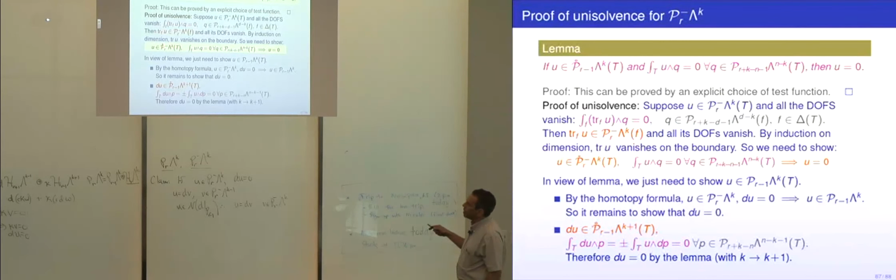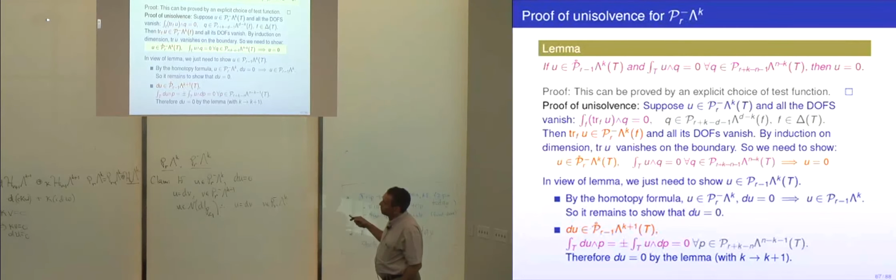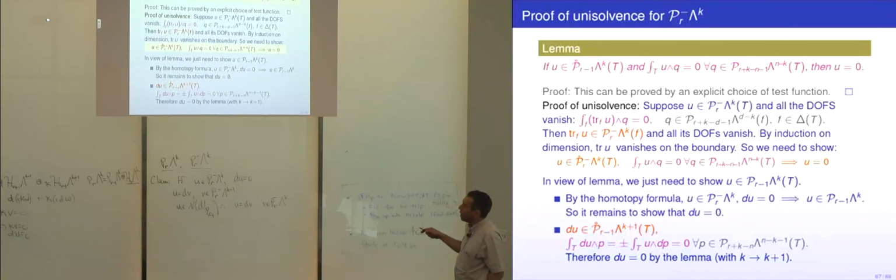Okay, U is a PR minus that vanishes on the boundary. Then du is a PR minus 1 k plus 1 form that vanishes on the boundary. And what do we have for degrees of freedom of du? Well, you write down du wedge p. For a p in this particular combination, you integrate by parts, no boundary terms, because du vanishes on the boundary. And you get something that was in the degrees of freedom you had before, because you look at dp, and that becomes one of these guys.